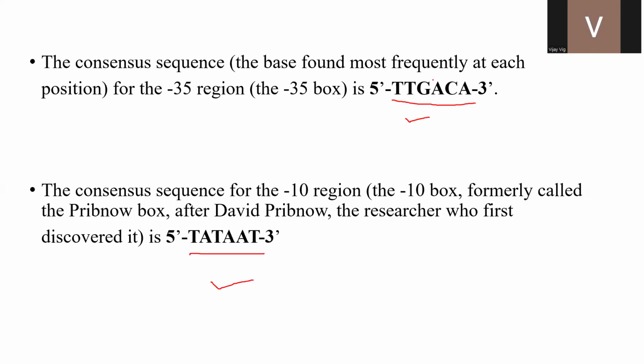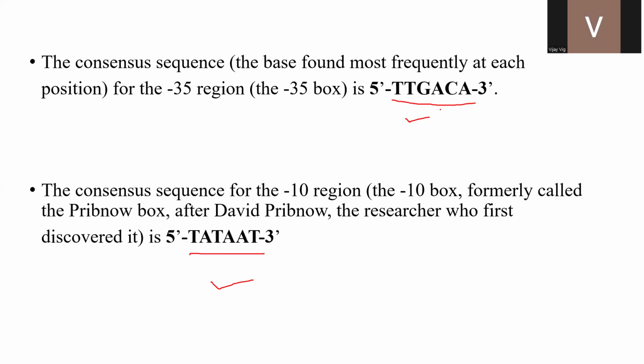So this sequence is found at the -35, that is 35 nucleotides before +1. This is found at -10, 10 nucleotides before +1. But when we say -35 and -10, we are talking about a single nucleotide. And this sequence is about, let's say, 6 nucleotides. This is also of 6 nucleotides.